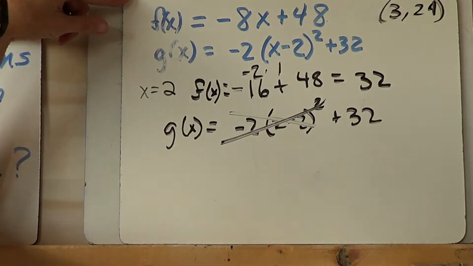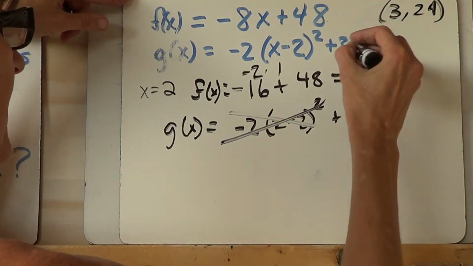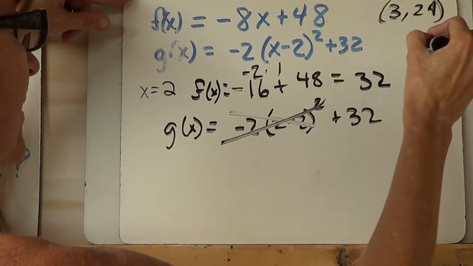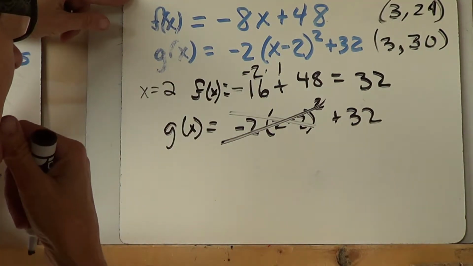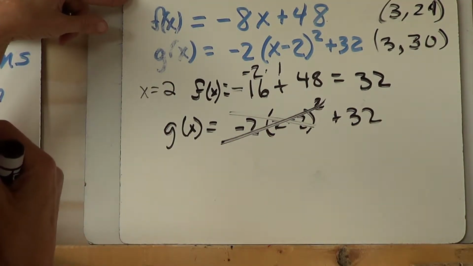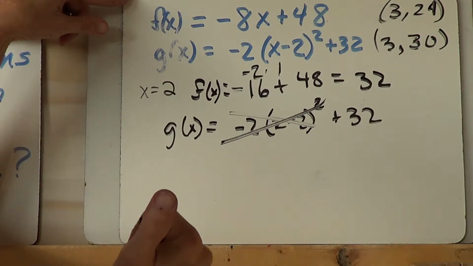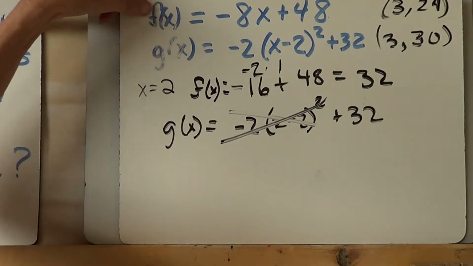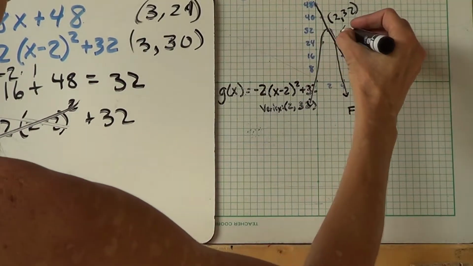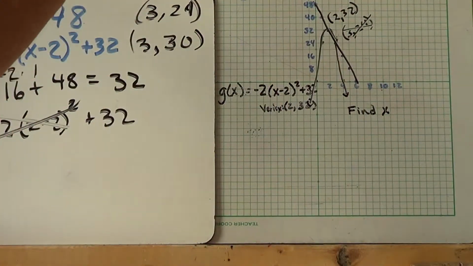That one does not work, does it? 3 minus 2 is 1, squared is 1, times -2 is -2, plus 32 is 30. Good thing we plugged that in. So that one, if I'm looking right, is not working. Yeah, that one does not work. So that was a good estimate, but it's not quite right. We do have one at 32.